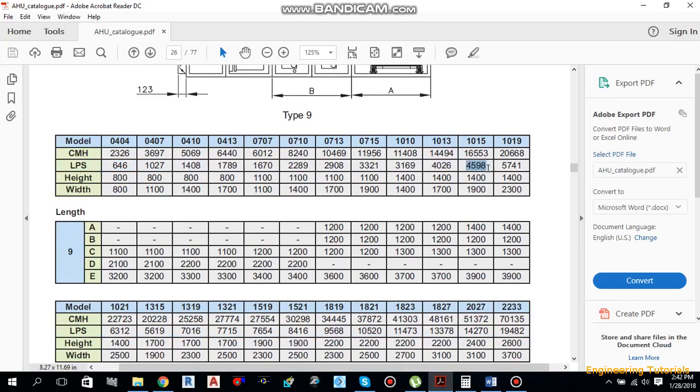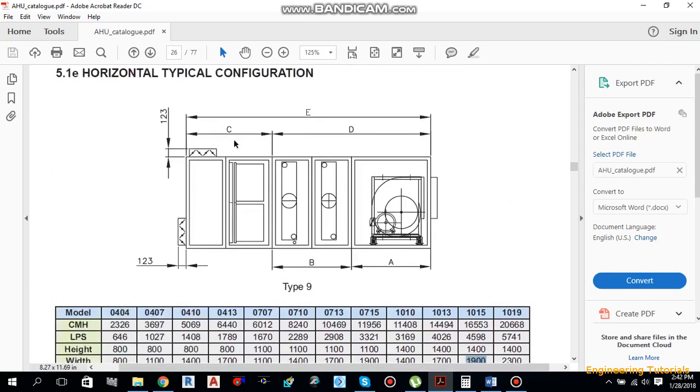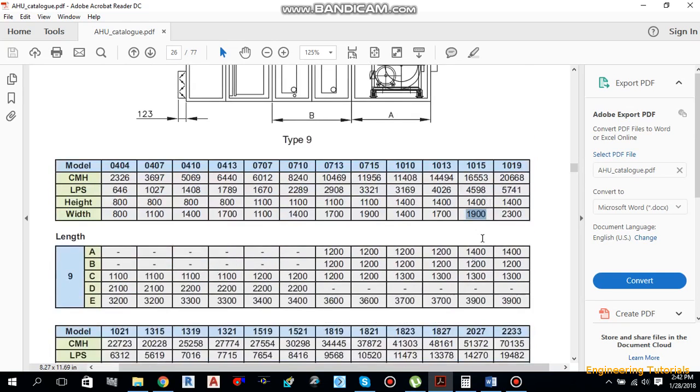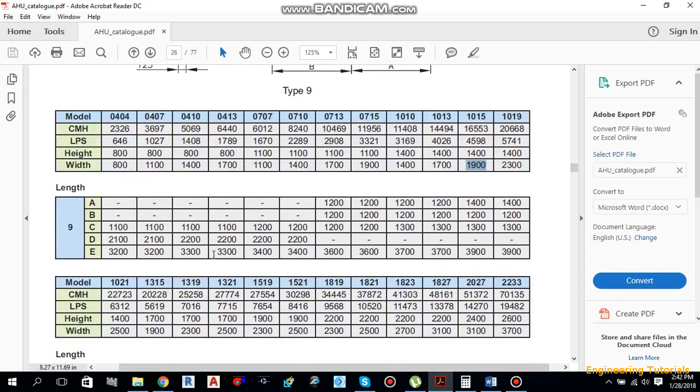For this liters per second, we got the height of the machine is 1.4 meter, that is 1400 mm, and the width is 1900 mm, that is 1.9 meter. And as I told you, E is representing the whole length of this machine. If we scroll down here, this is the E, and how much we got here is 3.9 meter. So this is our AHU dimensions: length is 3.9 meter, width is 1.9 meter, and height is 1.4 meter.